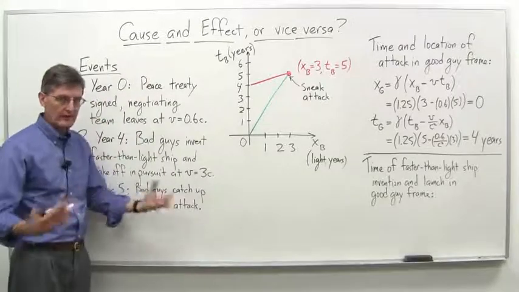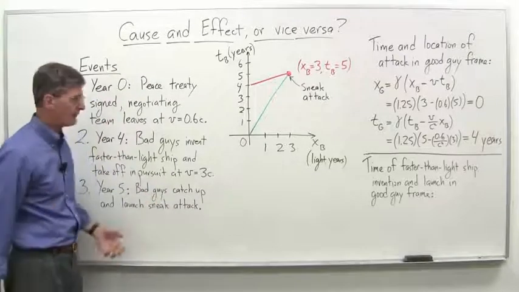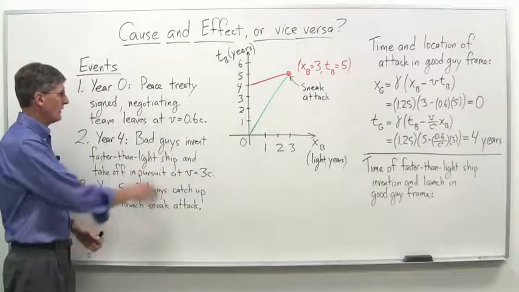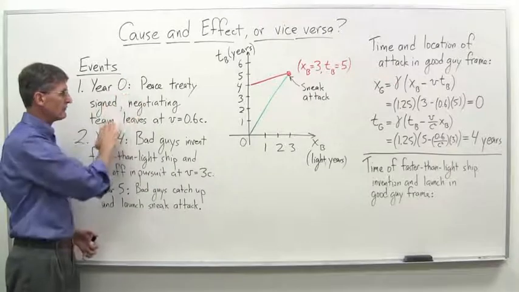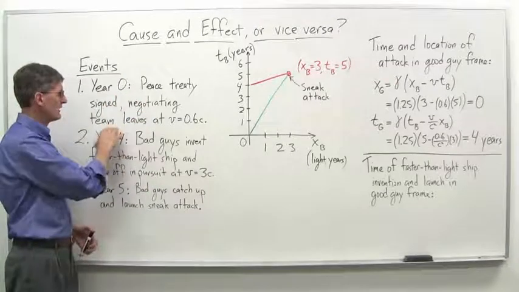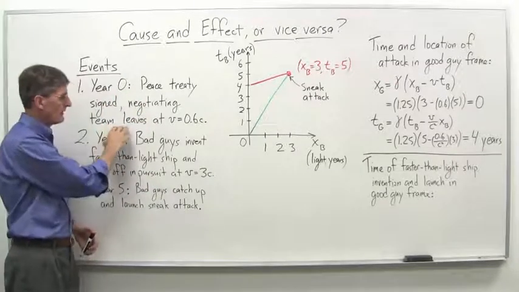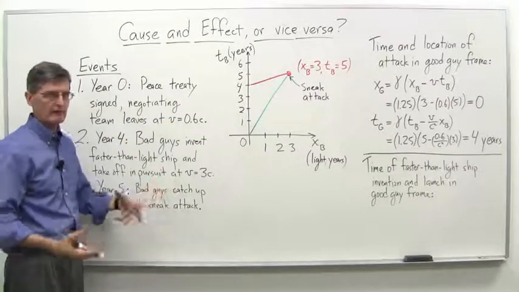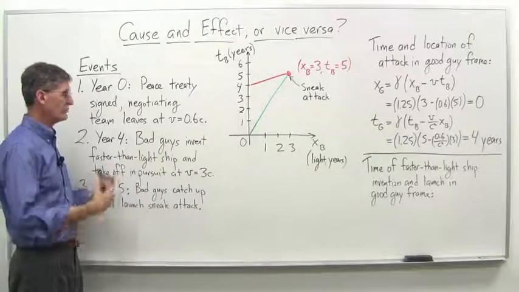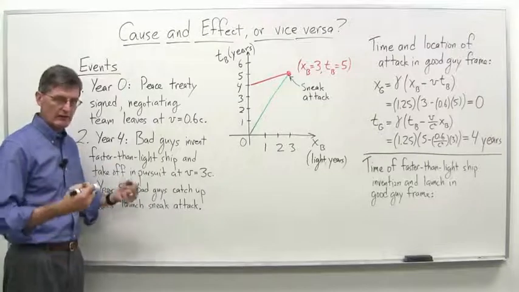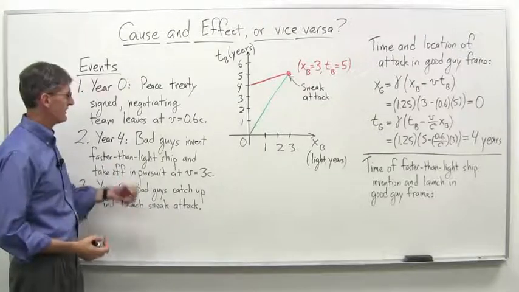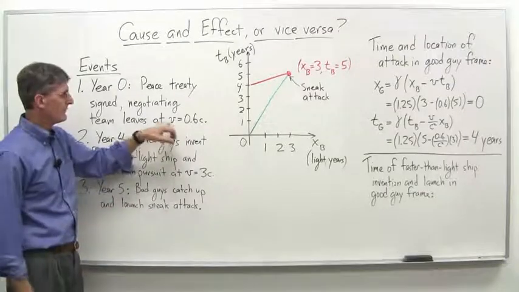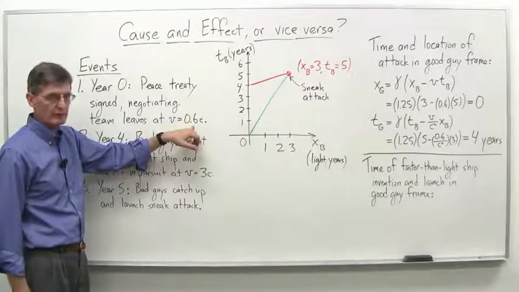We've got the good guys and the bad guys, and they don't like each other very much. But at a certain point, they sign a peace treaty. So in year 0, there's a peace treaty signed, and the negotiating team for the good guys then leaves the home planet of the bad guys. They actually went to the home planet of the bad guys and negotiated the peace treaty and got it all set and everything signed. And then they left in their ship to go back home at a velocity of 0.6 times the speed of light.